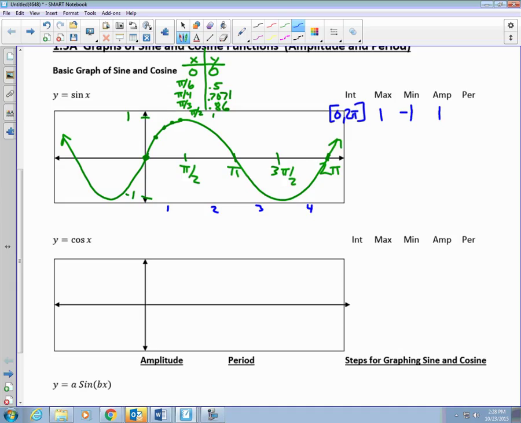Period means how often does it repeat itself? So look, it's headed up right here. See that trajectory? Tell me to stop when I get to that same kind of approach again. Now it's on its way down. I want it when it's on its way down right there, right? So how long does it take before it repeats itself? A distance of 2 pi.